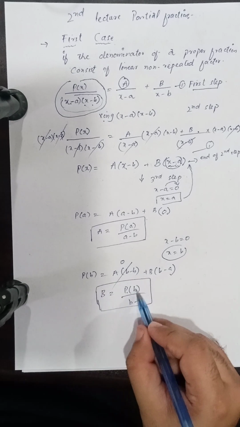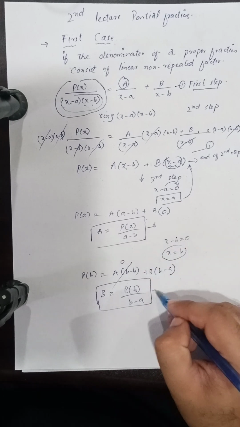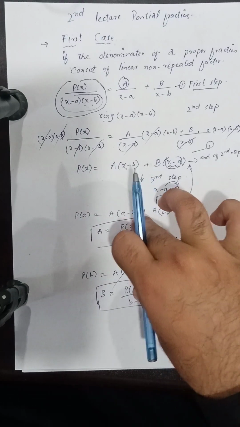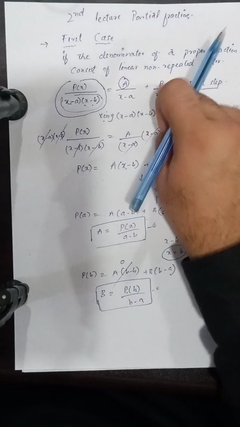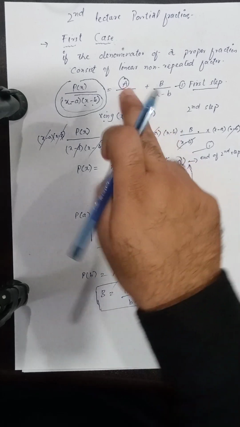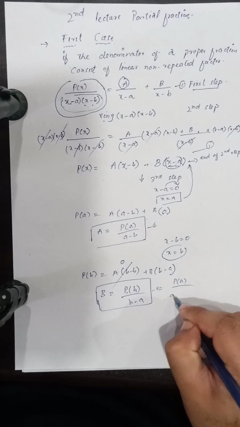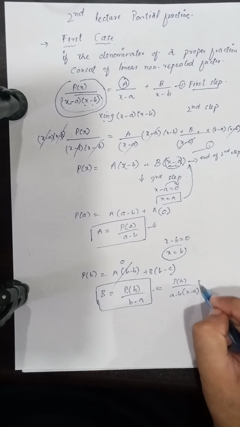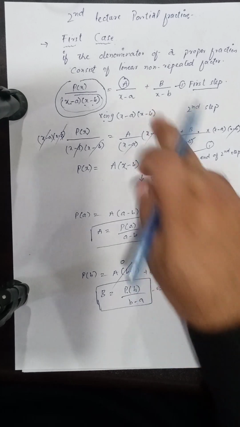Capital B is equal to P of small b divided by b minus A. So this is the value of A and this is the value of B. Now put the value of A and B in this equation. So A is equal to P of A, put in the right side. So P of A is equal to P of A divided by A minus B into x minus A, plus B is equal to P of B divided by x minus B.